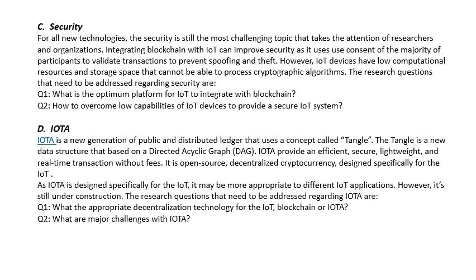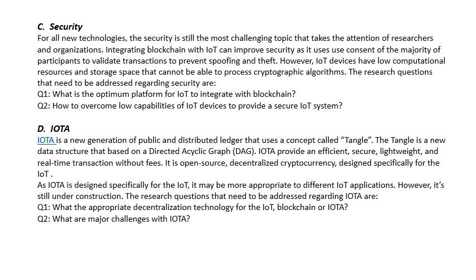Let's discuss some more future research directions. Security. For all new technologies, security is the most important. Security is a challenging topic that attracts the attention of researchers and organizations. Some research questions need to be addressed regarding security. What is the optimum platform for IoT to integrate with blockchain? How to overcome the low capabilities of IoT devices to provide a secure IoT system? So there is still more work to do on security.